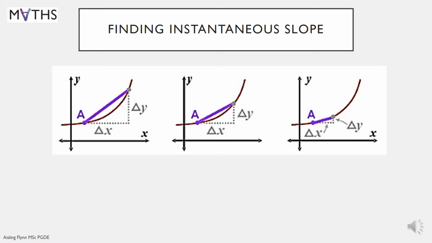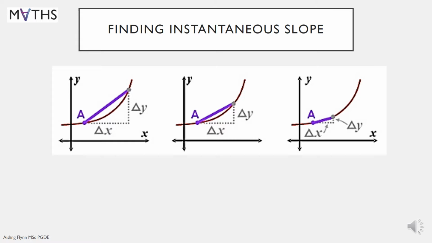So we begin with a blue line that starts at A. And this line is used to approximate the red curve. And to get the instantaneous slope at point A, we're going to shorten that blue line and bring the slope of the blue line closer to that instantaneous slope at A.